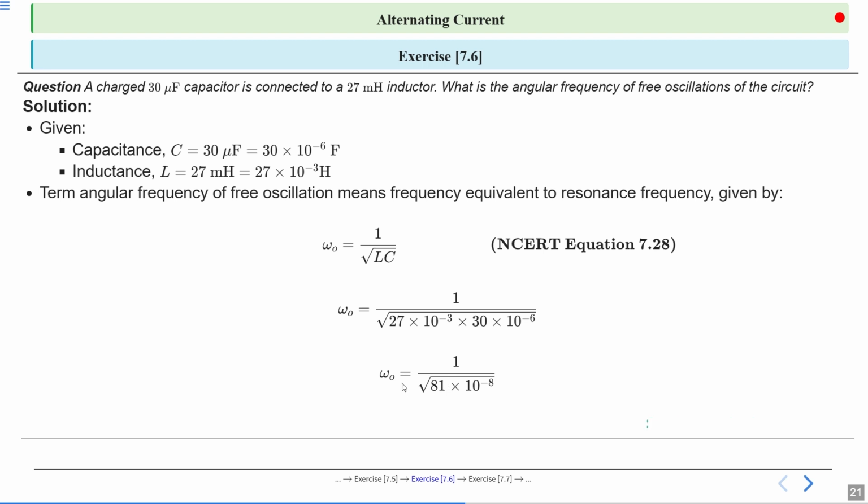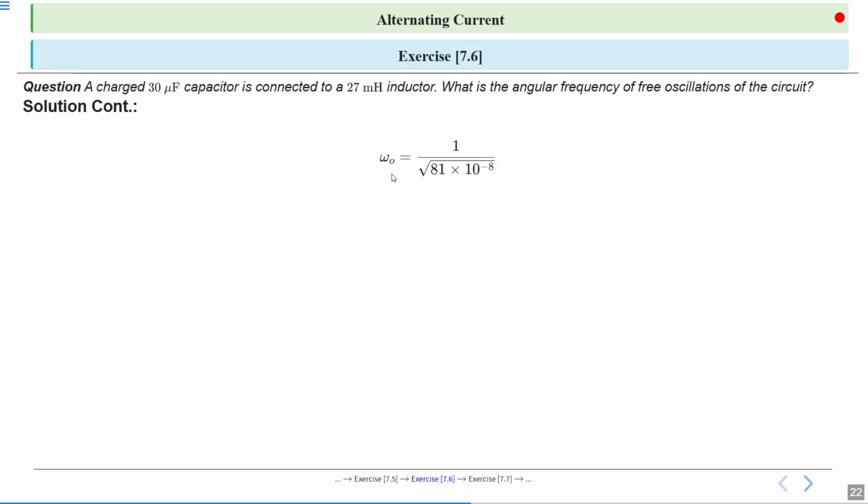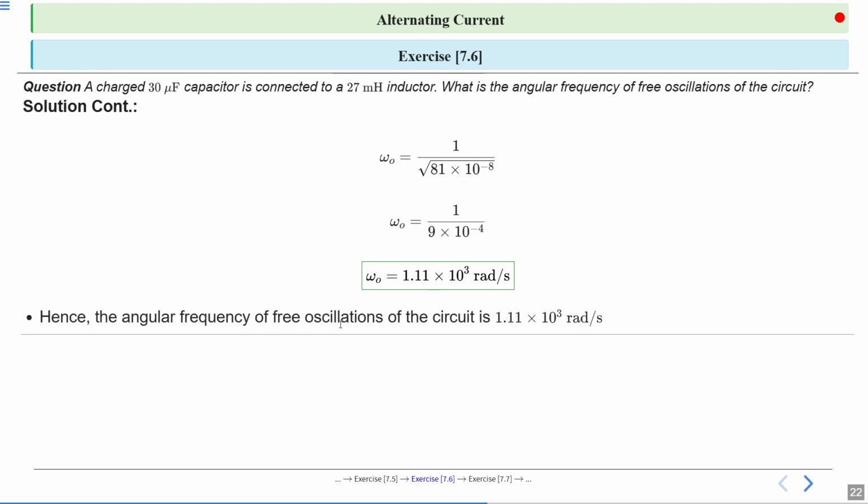9. After solving this expression, omega naught will be equal to 1 by root 81 into 10 to the power minus 8. So omega naught will be 1 upon 9, and taking root of 10 to the power minus 8, it becomes 10 to the power minus 4. So omega naught will be equal to 1.11 into 10 to the power 3 radian per second. This is the angular frequency of free oscillation, meaning frequency of the AC circuit equivalent to the resonance condition. So the angular frequency of free oscillation of the circuit is 1.11 into 10 to the power 3 radian per second.